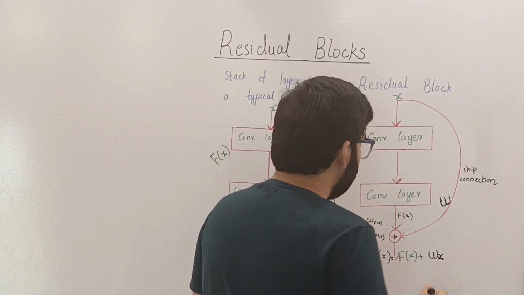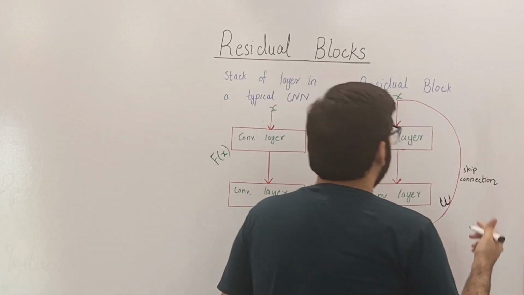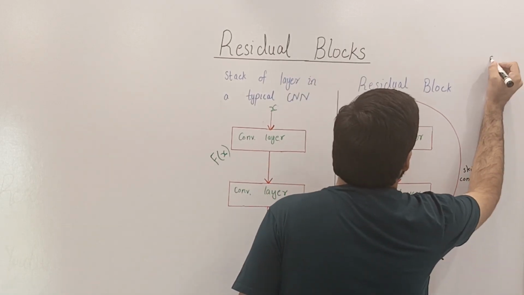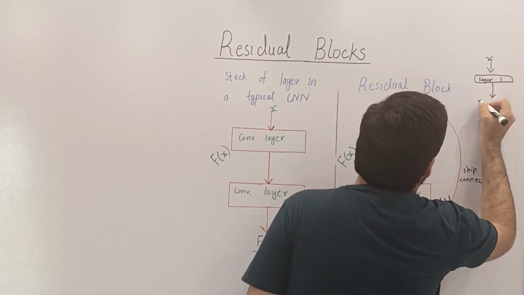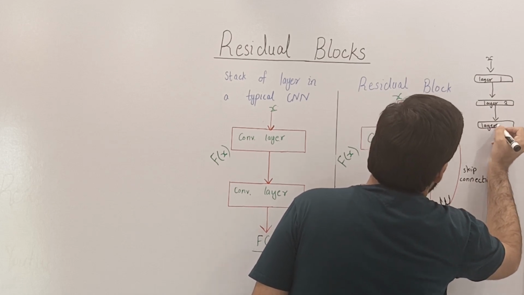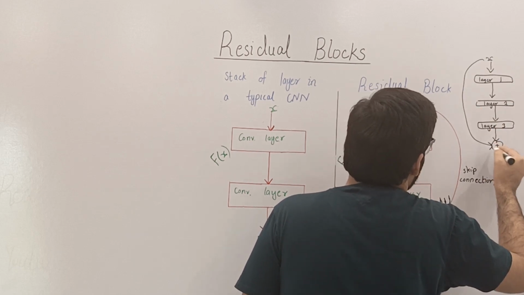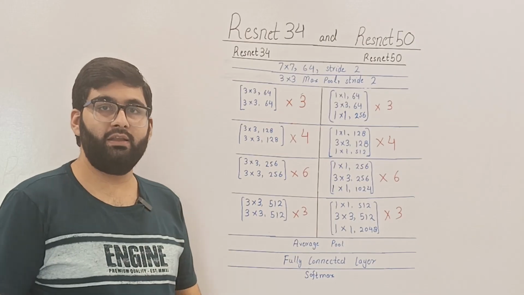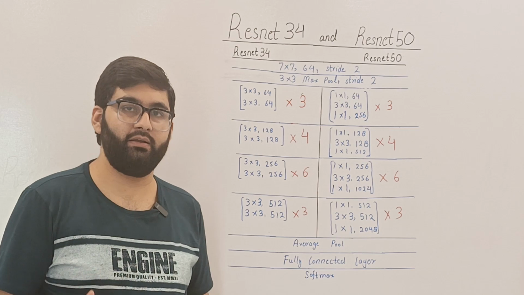An important point: this residual block has two convolutional layers. It is possible to design our own residual blocks with 3 convolutional layers or more. In case of 3 convolutional layers, the residual block looks something like: input, layer 1, layer 2, layer 3, and then the skip connection. ResNet 34 and ResNet 50 are two common variants of the ResNet architecture.